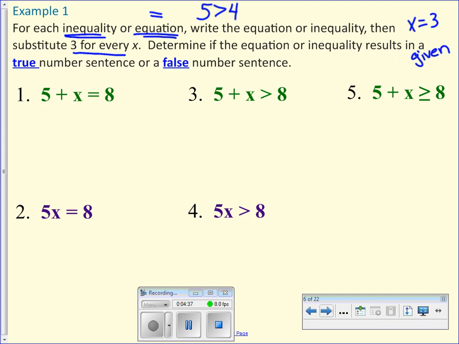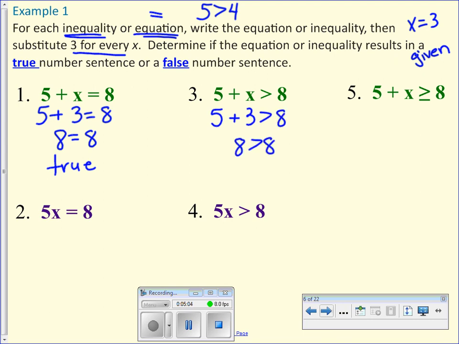So let's replace x with 3 and see if it's a true or false statement. I first write the first equation. I replace my variable with the value. I follow my laws of PEMDAS. Is that true or false, this equation? That is true. So here I replace x with 3. I follow my PEMDAS rules, top to bottom, like a ladder. Is 8 greater than 8? No, that's false. 8 is equal to 8.